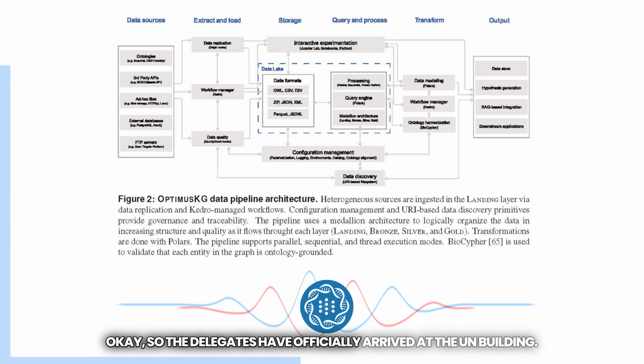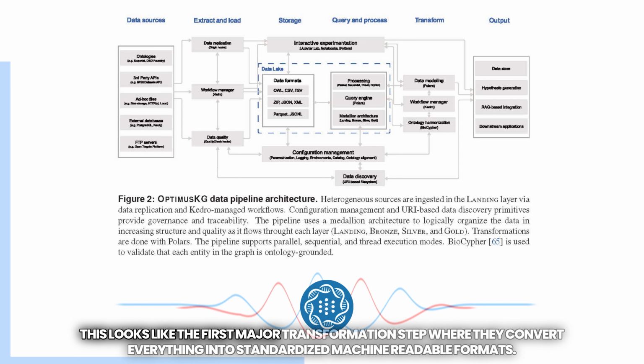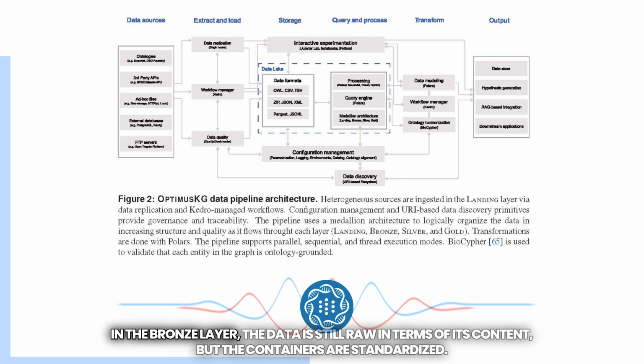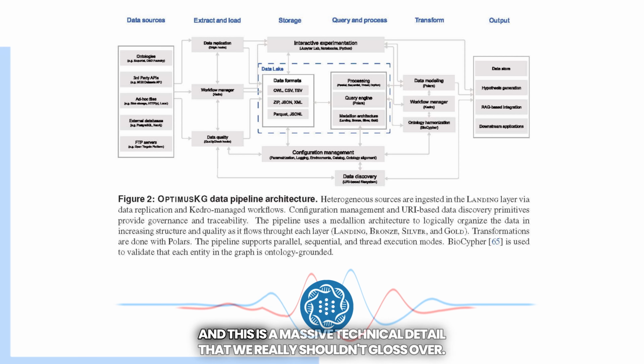Okay, so the delegates have officially arrived at the UN building. Next up is the bronze layer. This looks like the first major transformation step, where they convert everything into standardized, machine-readable formats. All right. In the bronze layer, the data is still raw in terms of its content, but the containers are standardized. Okay. They convert these varied files into columnar formats, primarily Parquet files. And this is a massive technical detail that we really shouldn't gloss over.